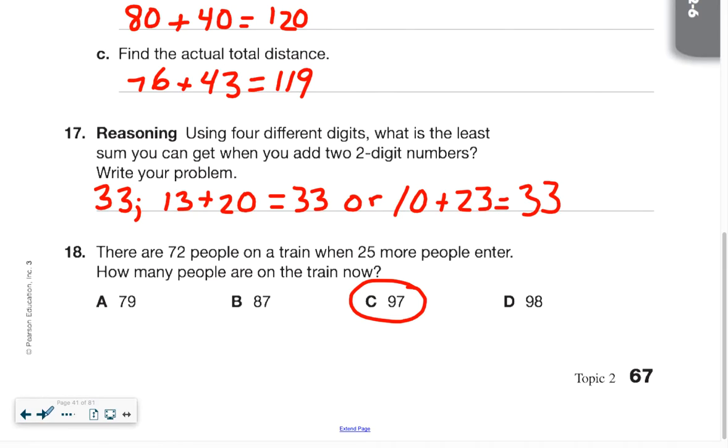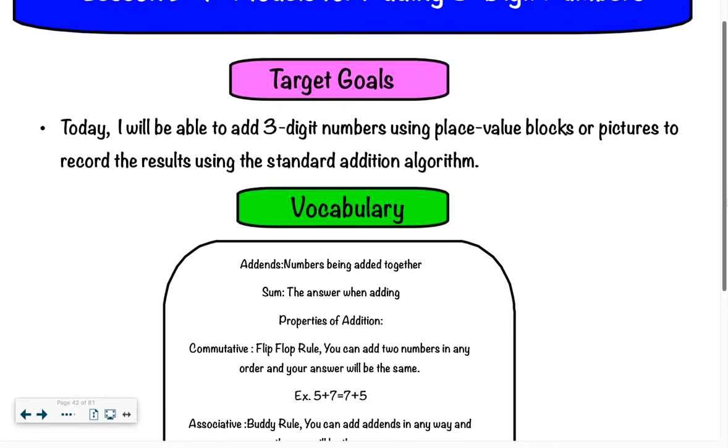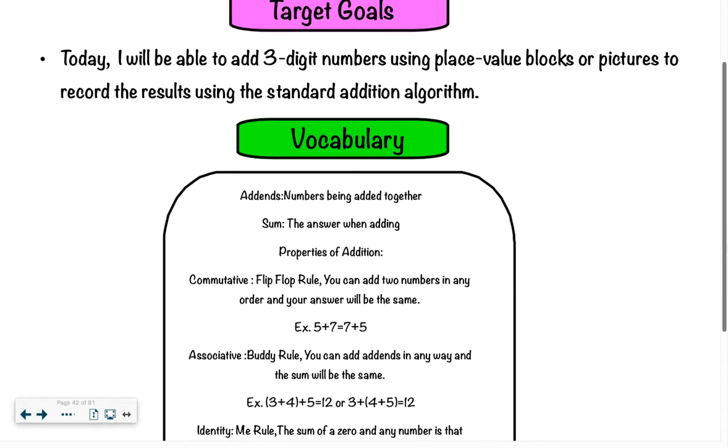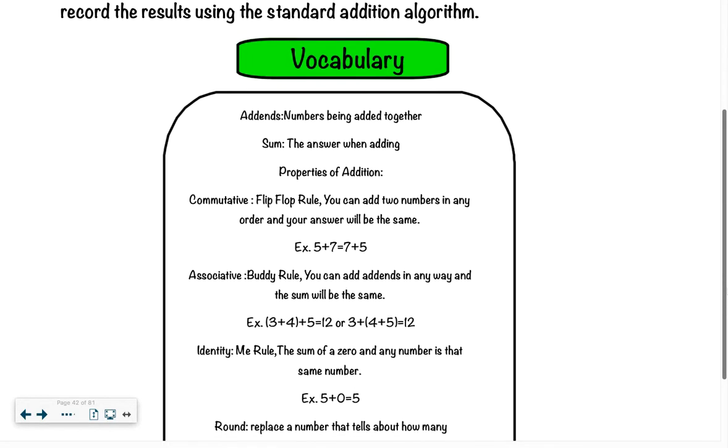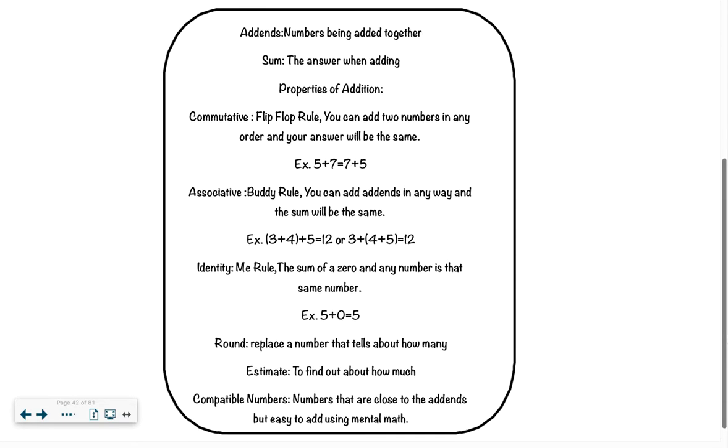All right. Today we are going to add 3-digit numbers using place value blocks or pictures to record the result using the standard addition algorithm. I've got our vocabulary words, which are also going to be listed on your sheet. Take a peek over that. It's a nice review for you.